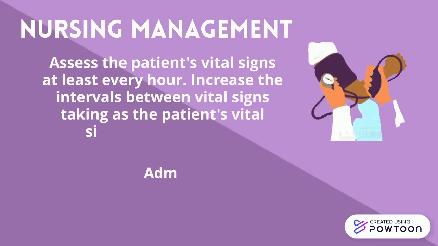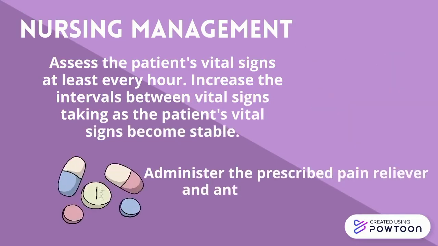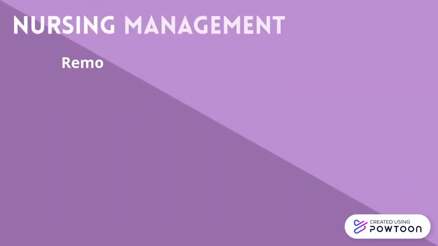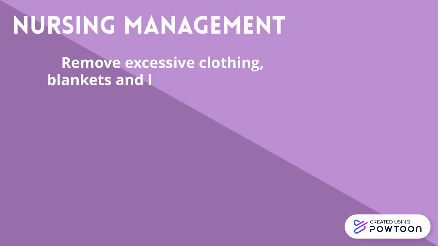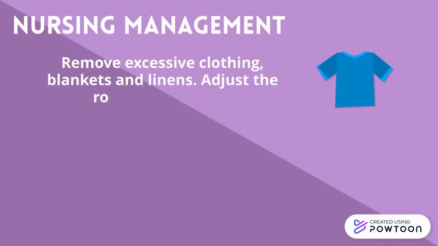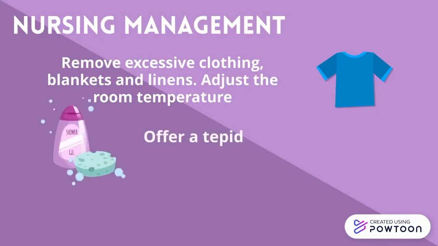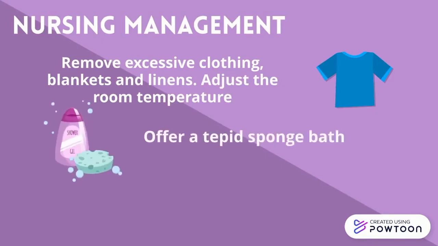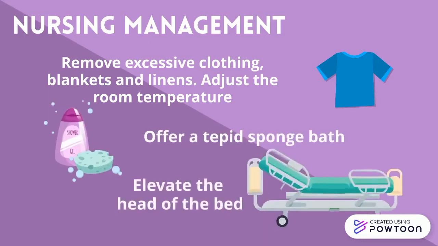Administer the prescribed antipyretic and pain reliever medications. Remove excessive clothing, blankets, and linens. Adjust the room temperature in order to regulate the temperature of the environment and to make it more comfortable for the patient. Offer a tepid sponge bath in order to facilitate the body in cooling down and to provide comfort. Elevate the head of the bed in order to promote lung expansion.